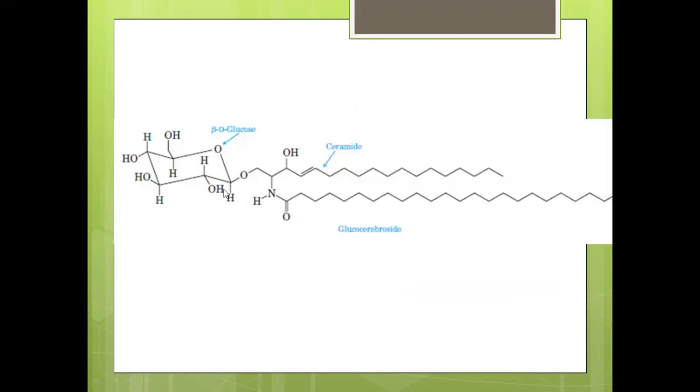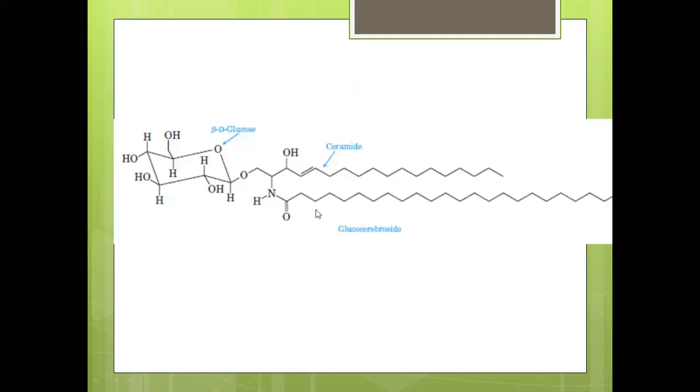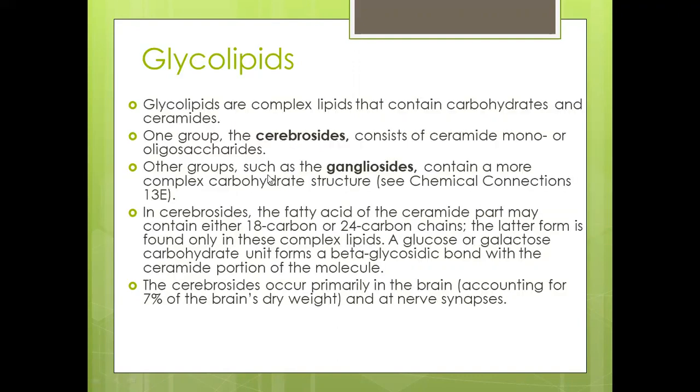So you can see here your glucose. So down, up, down, up. Remember, nasa H2 na siya. You can have here, you have your up. So it's a beta glycosidic bond, O bond there. Here ceramide, with the ceramide portion of the molecule. And the cerebrosides just contains your ceramide mono or oligosaccharides.